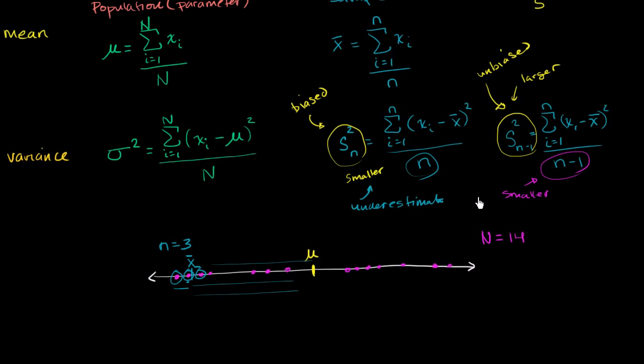In the next video, and I might not get to it immediately, I would like to generate some type of computer program that is more convincing that this is a better estimate. This is a better estimate of the population variance than this is.